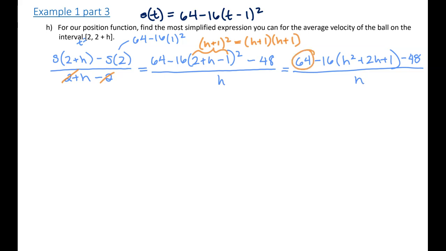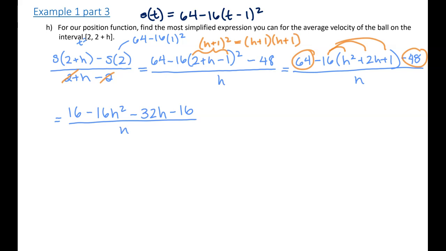Okay, so I see a 64 minus 48. That gets us actually back to 16. And then I also want to distribute the 16 through the parentheses. So minus 16h squared minus 32h minus 16. And that's all over h. We can drop out those 16. 16 minus 16 is 0, so that's going to drop off completely.